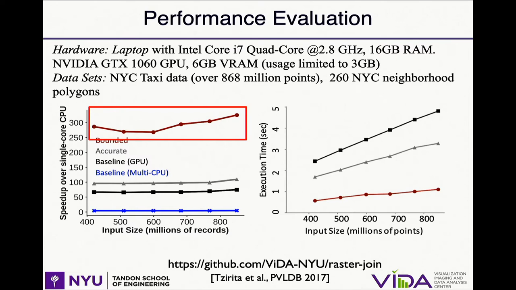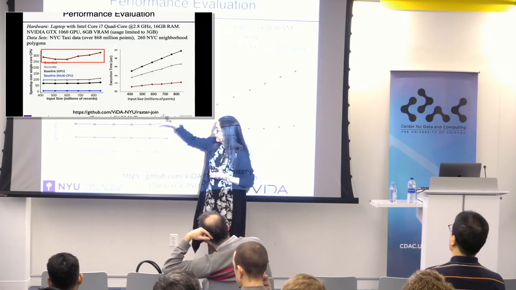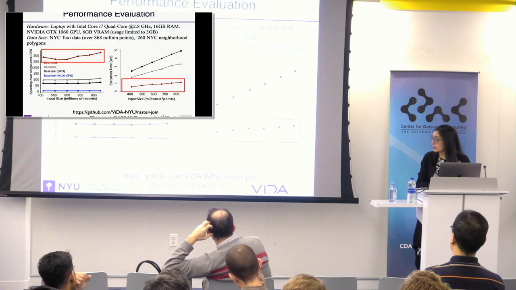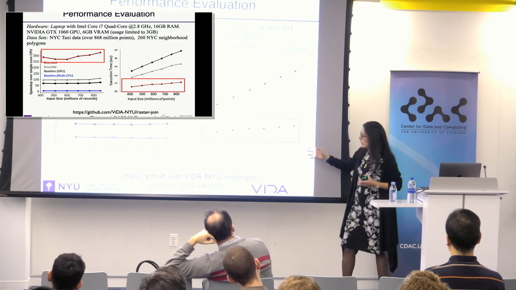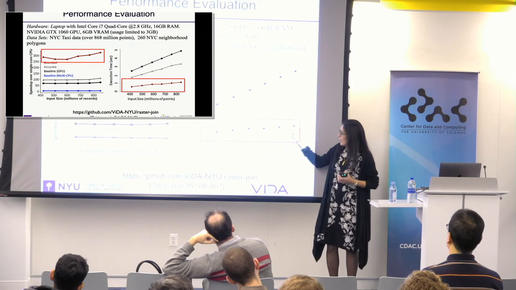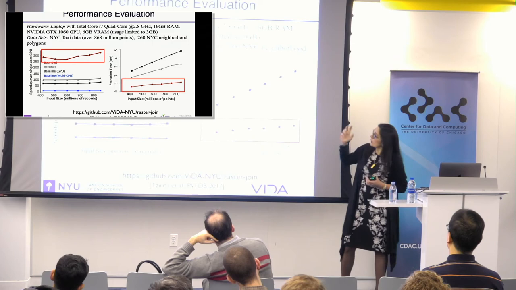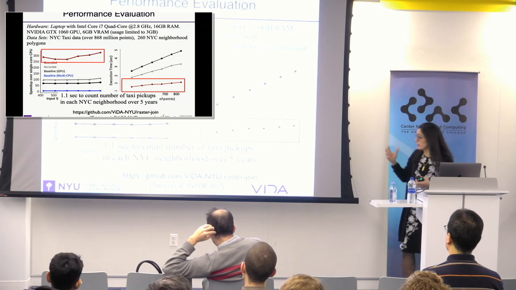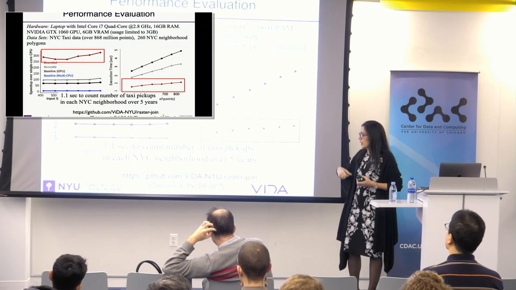And you can see that the speed up over the single CPU implementation is actually significant. We have about 300 times faster than the CPU implementation, right? And to give you a better idea in terms of time, as the input size increases from 400 to 800, you can actually execute the spatial aggregation for the 880 million points over the 260 New York City neighborhoods in just 1.1 seconds, right? So you can get an amazing speed up, very short response times, which enables Urbane to actually support those sub-second response times, right?